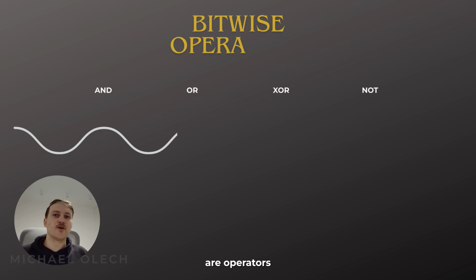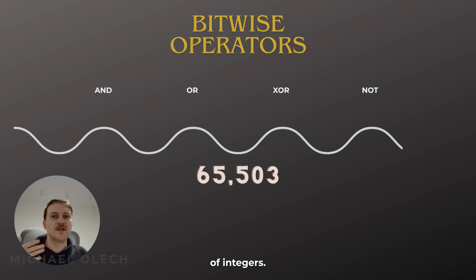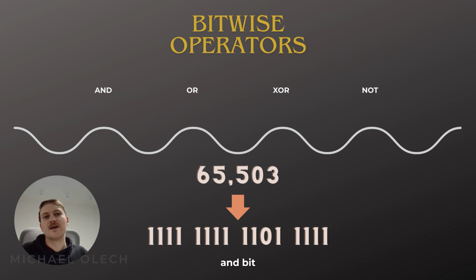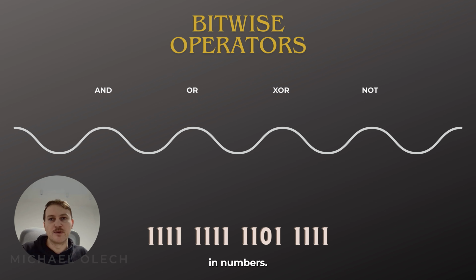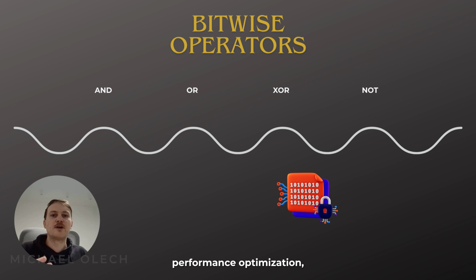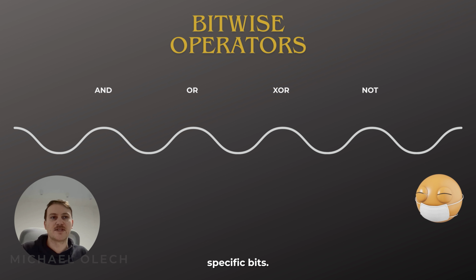Bitwise operators are operators that work directly on the binary bit-level representation of integers. They perform operations such as AND, OR, XOR, NOT, and bit shifting by comparing or manipulating individual bits in numbers. These operators are commonly used in low-level programming, performance optimization, and tasks like masking, setting, or toggling specific bits.